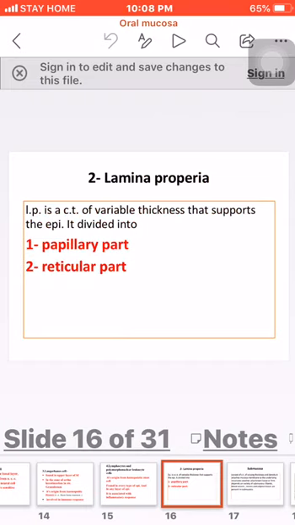As we said, the mucous membrane is composed of two layers. The first layer is the epithelia, or oral epithelia. The second is the lamina propria. Lamina propria is a connective tissue of variable thickness that supports the epithelia, divided into two portions: first, the papillary portion, and second, the reticular portion.